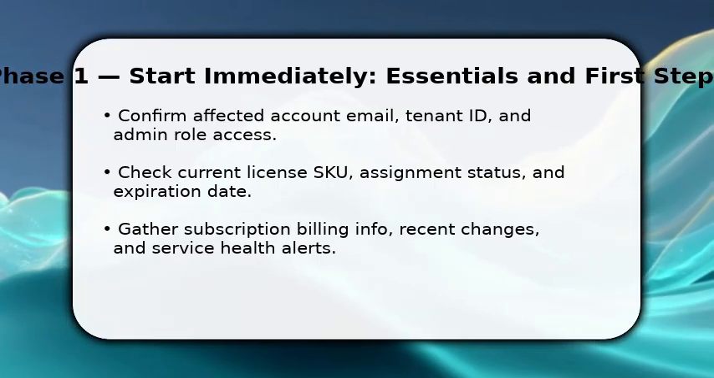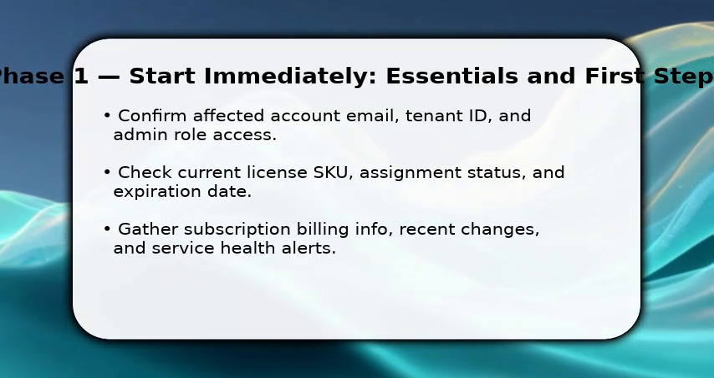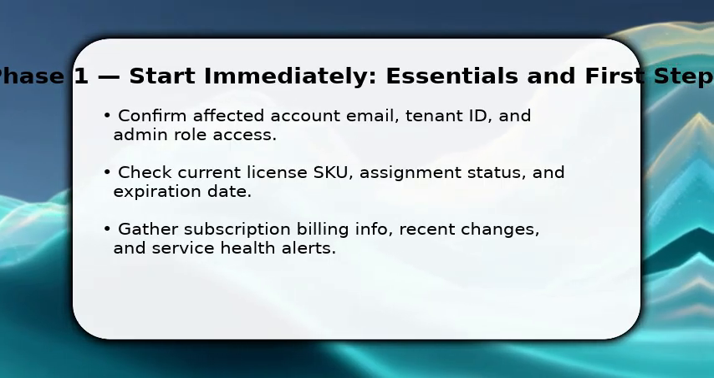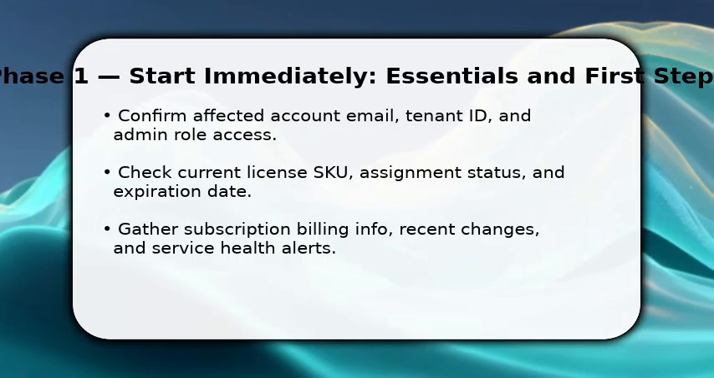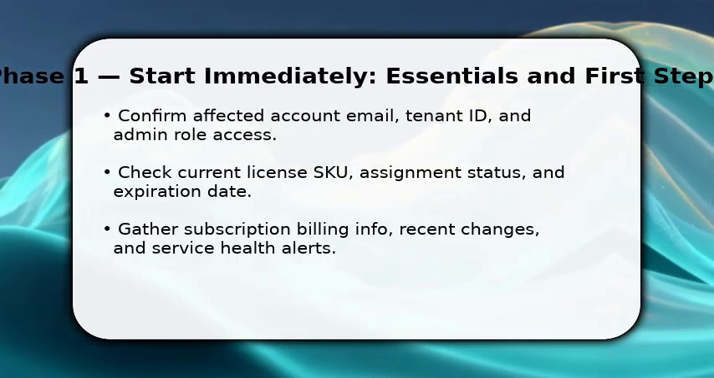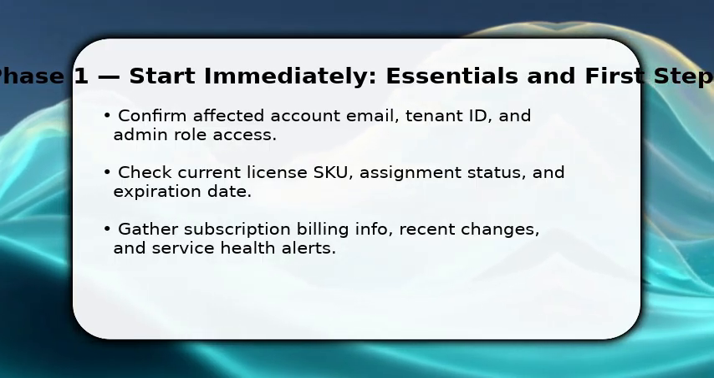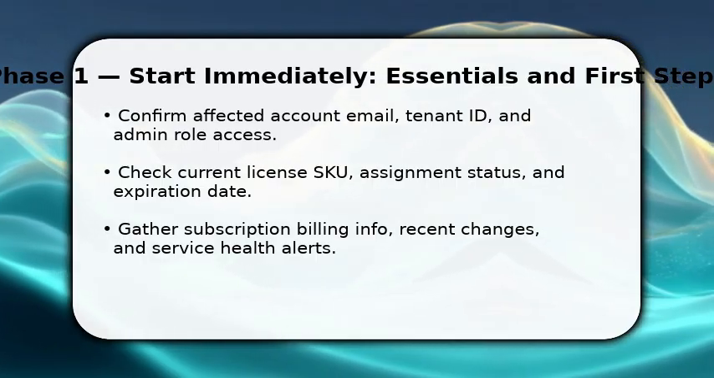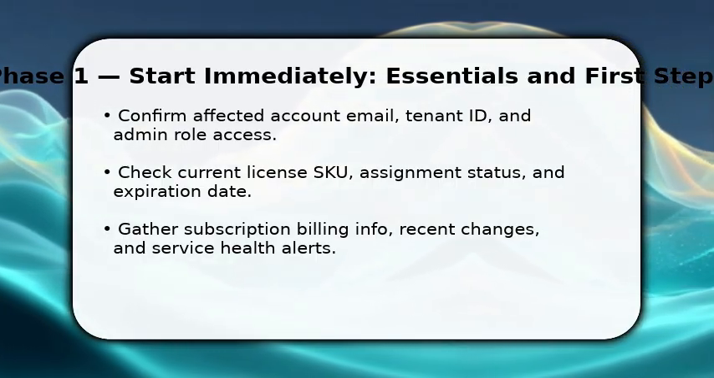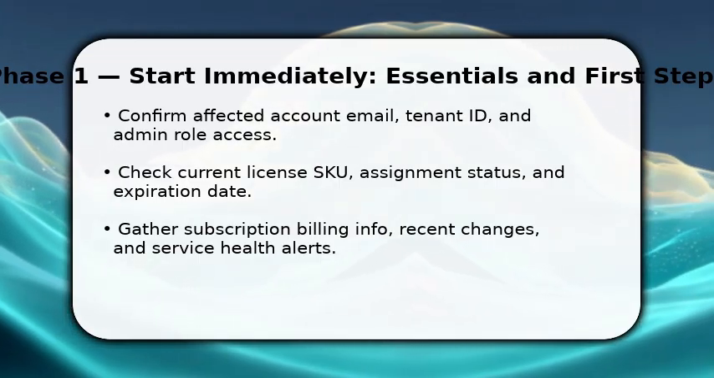You start now. Sign into the Microsoft 365 Admin Center with a global admin account and verify the tenant ID. This gives full control and context. Once signed in, go straight to billing licenses to see SKU counts and expirations, because that tells you whether capacity is the issue. Make sure to open active users in a separate tab. You will need to compare assignments side by side and note any recent billing or tenant changes.